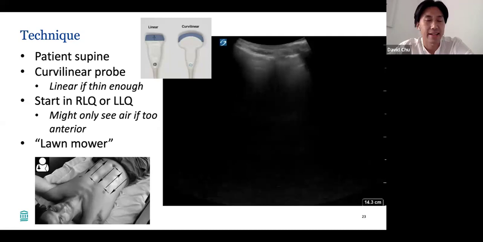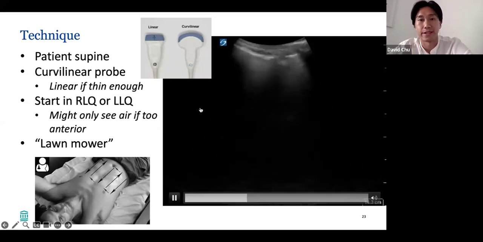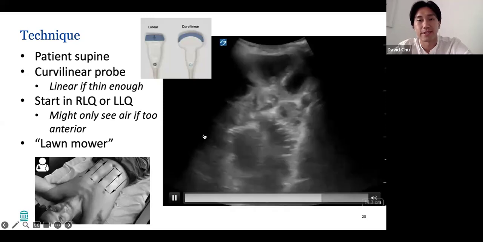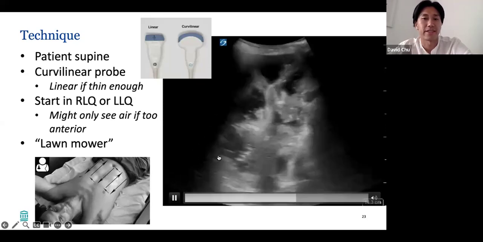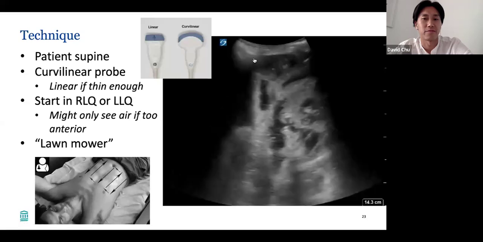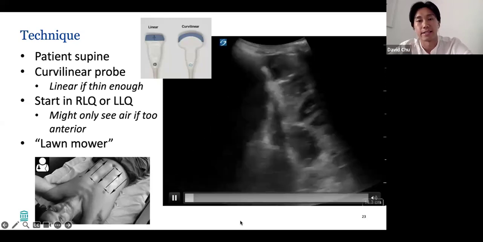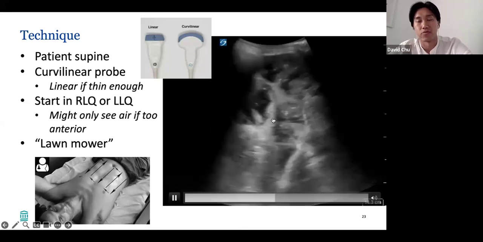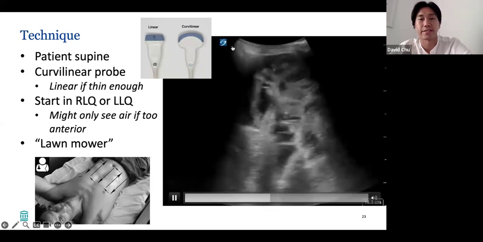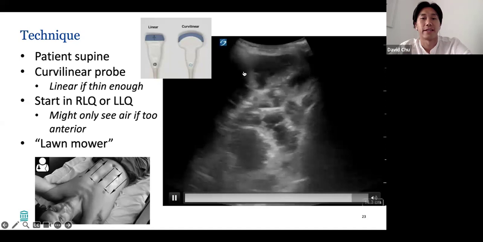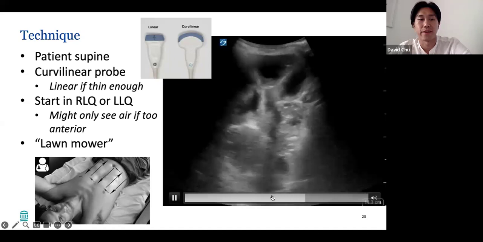The key here is not to start too anterior, because if you're too anterior, like you see in this video clip, all this shadowing here, that's dirty bowel shadowing, like we mentioned earlier. Especially when you have dilated loops of bowel, you'll have even more pronounced dirty air shadowing. This is just a video clip of one of my patients a few months ago, concerned for small bowel obstruction. It started anteriorly, and all you see was air. And then as you move lateral, that's when you see this clear image of actual loops of bowel.